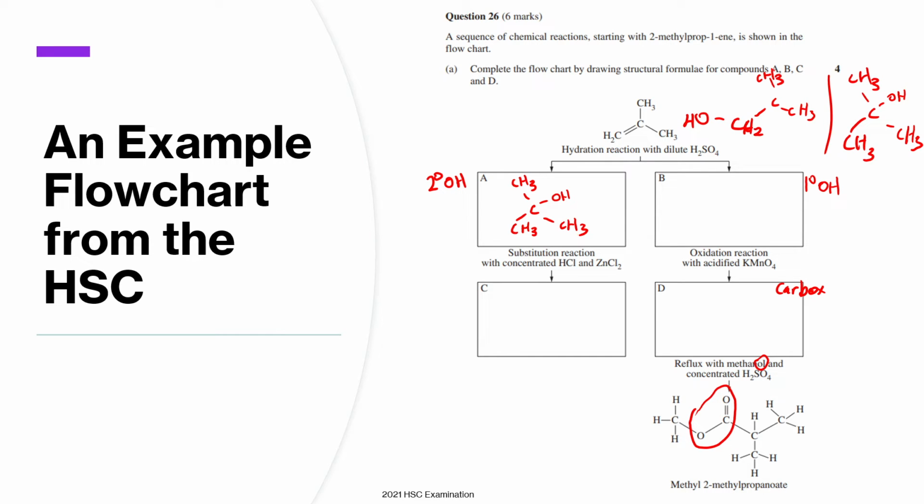We can also do our substitution reaction as well. So we're replacing our hydroxide for a chlorine. For B, we can draw our primary alcohol. Apologies, I just noticed that there should be an extra hydrogen here, so I'll put that in for our primary alcohol. And we know that if we oxidize this primary alcohol, we're going to end up forming a carboxylic acid as a product as well. So I can draw that in.